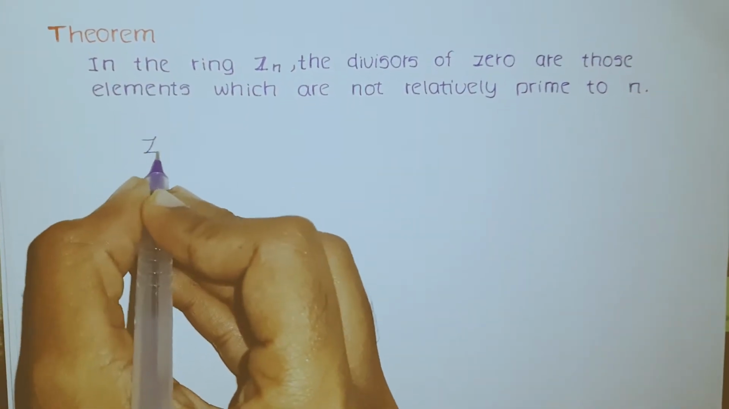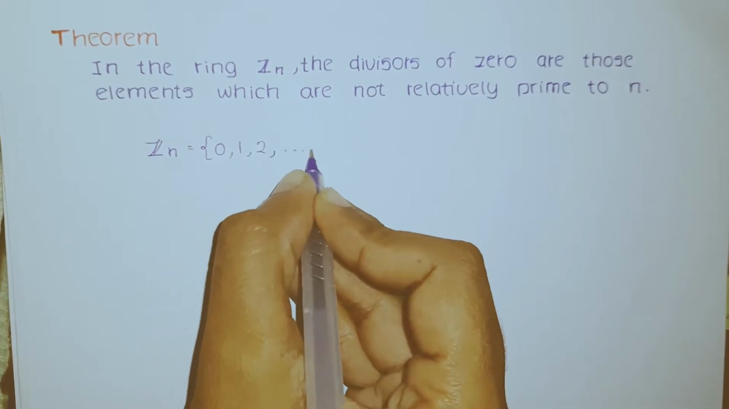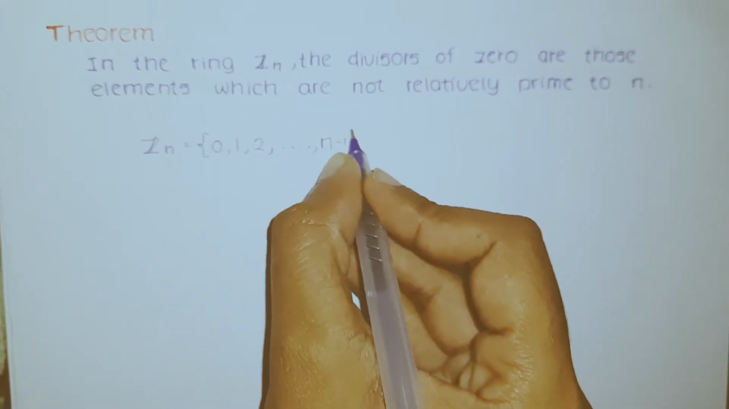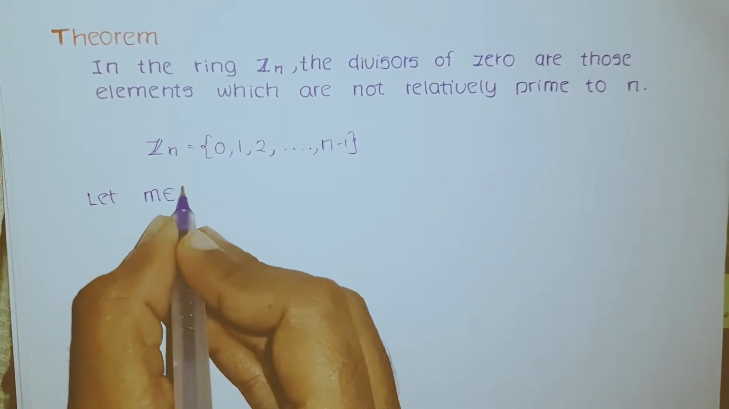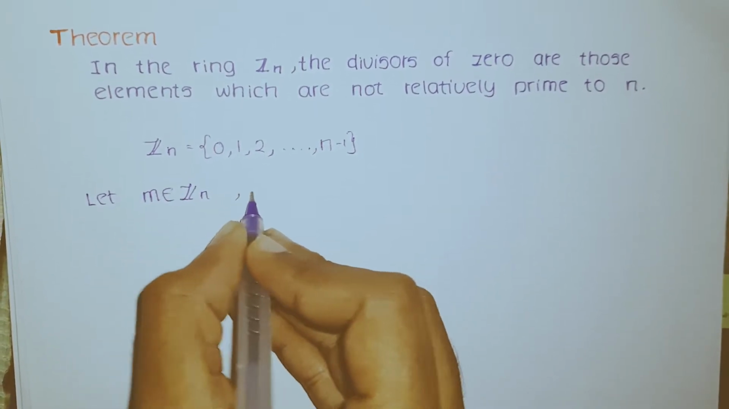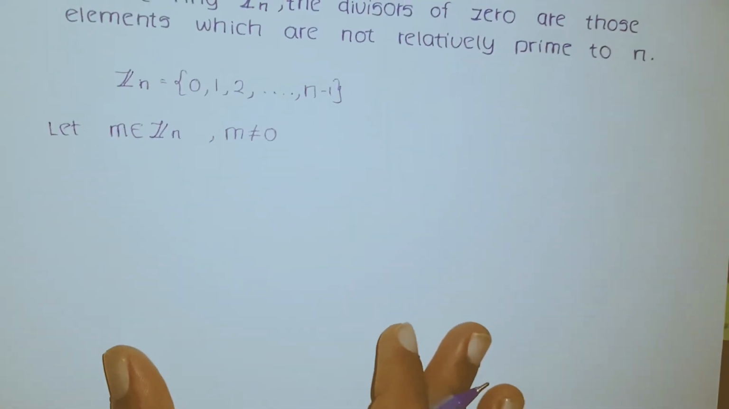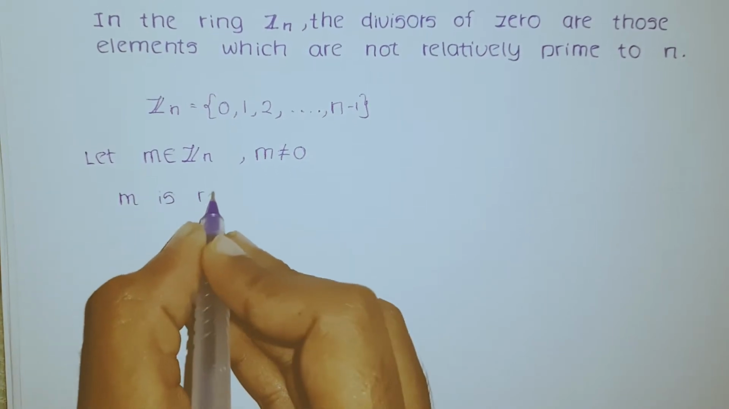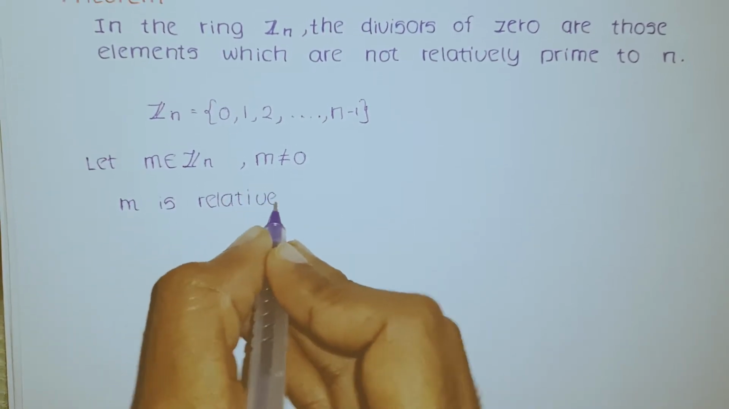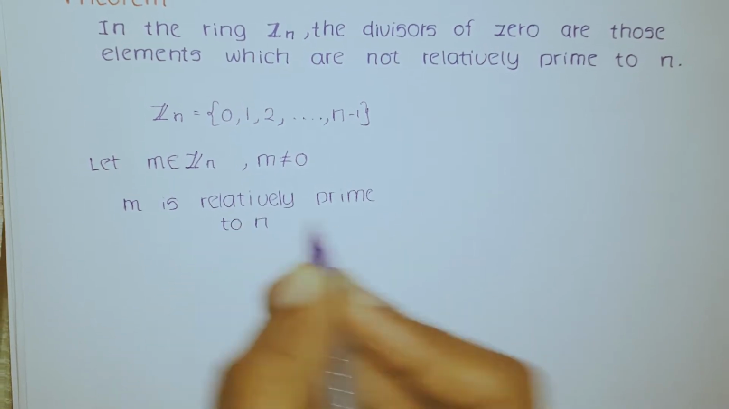Theorem. In the ring Zn, the divisors of 0 are those elements which are not relatively prime to n. This is the set Zn. Let m be an element of Zn and m is not equal to 0. We have two cases: when m is relatively prime to n and when m is not relatively prime to n.